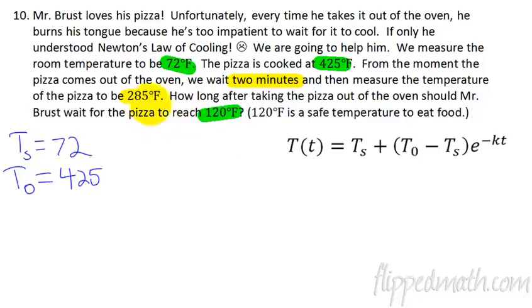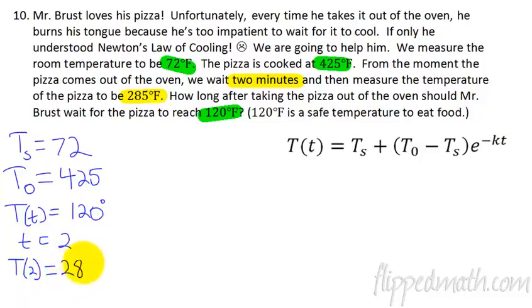The 120 degrees is what we want the pizza to be. So let's say the T of little t, we're trying to get it to equal 120 degrees eventually. What else do we have? We wait 2 minutes, so little t is going to be 2 minutes. And that happens when our temperature is 285 degrees, so T of 2 equals 285.